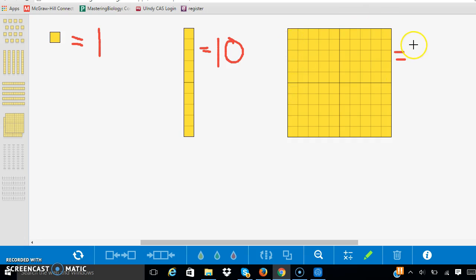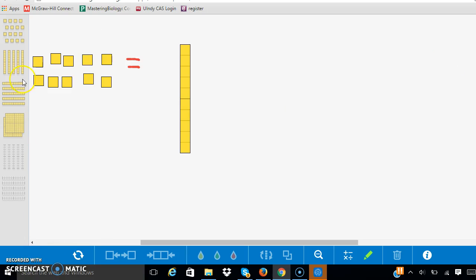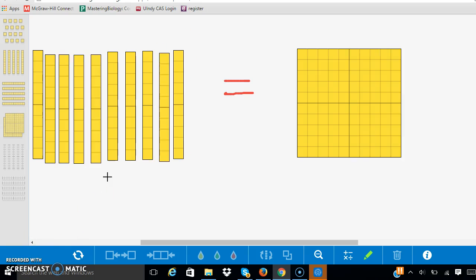Also remember that the unit pieces, 10 of these little unit pieces are equal to one rod. And we also have to remember that each rod, or 10 of these rods, is equal to one flat. And this is a flat right here.